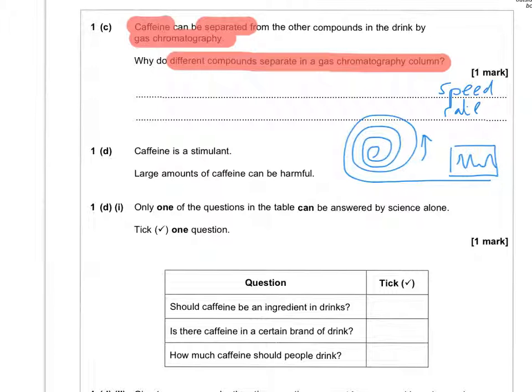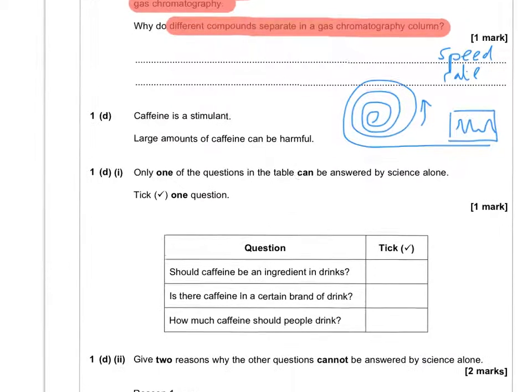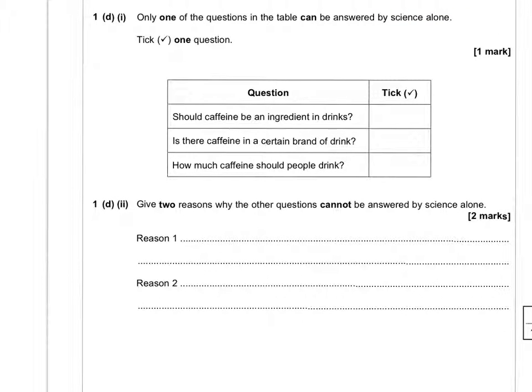Next one. Only one of the questions in the table can be answered by science alone. Now, these questions often compare science versus social. If we look at the first one, should caffeine be an ingredient in drinks? Now we've got to think, who should decide that? Should it be scientists? Probably not. It should probably be, I don't know, a government, because scientists can provide the evidence, but they shouldn't really say what to do with that evidence. That's for other people to determine.